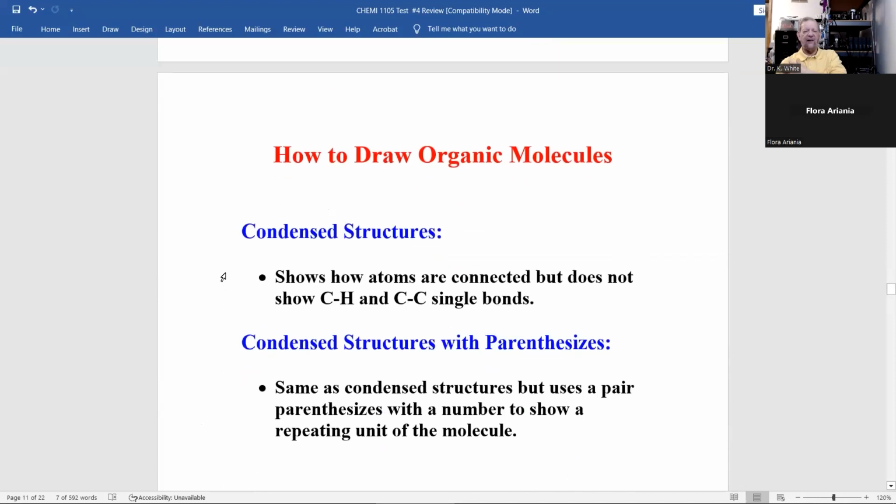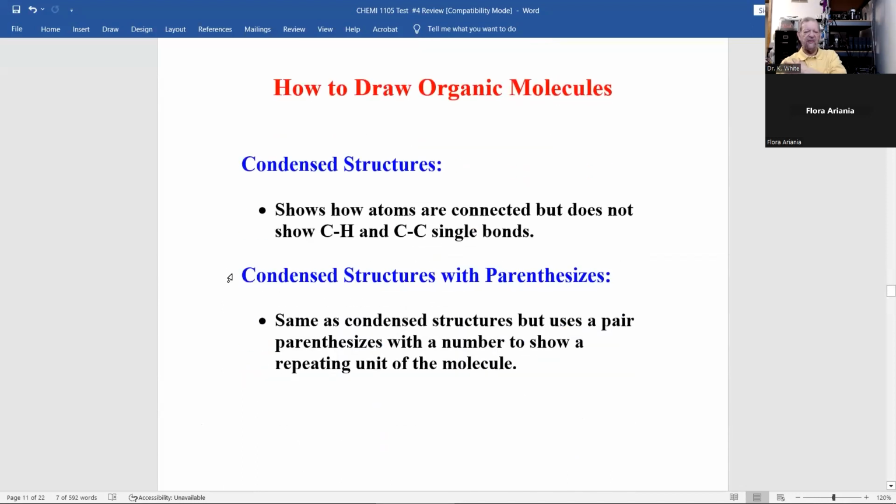All right, how to draw organic molecules. And we use what's called condensed structure. I'm not going to do anything with condensed structure with parentheses. Remember, there's always 4 bonds to carbon. And bonds are shown by lines, not like in Lewis structures with dots. And you should know how to put in hydrogens in a molecule.